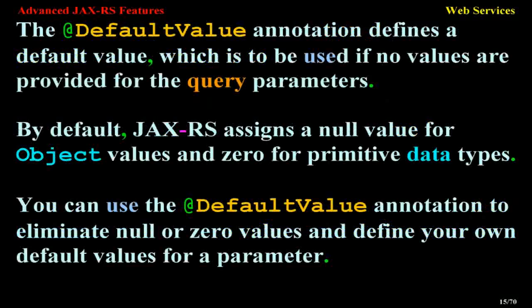The DefaultValue annotation defines a default value, which is to be used if no values are provided for the query parameters. By default, JAX-RS assigns a null value for object values and 0 for primitive data types. You can use the DefaultValue annotation to eliminate null or zero values and define your own default values for a parameter.